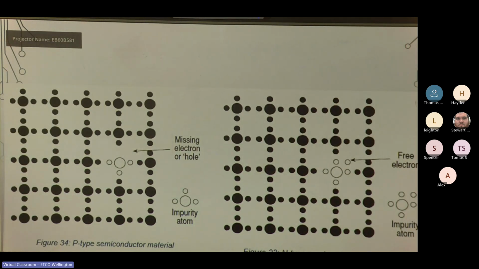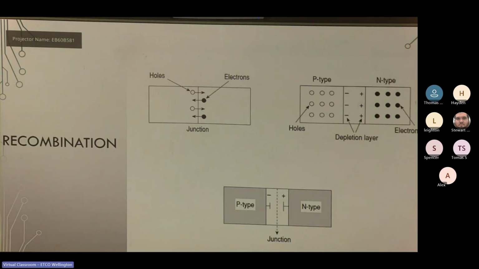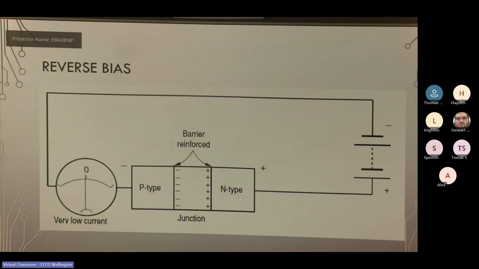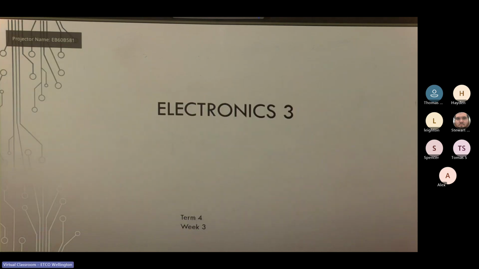And then we looked at the difference between a P-type and an N-type, and the P-N junction, which we use to create semiconductors, including diodes, and how they work in forward bias, but if you put them in reverse bias, there's very little current flow, almost none. That's a small recap on last week.